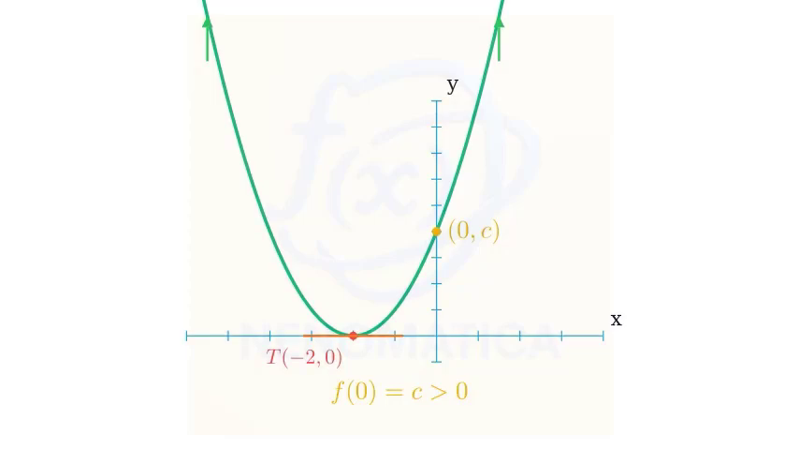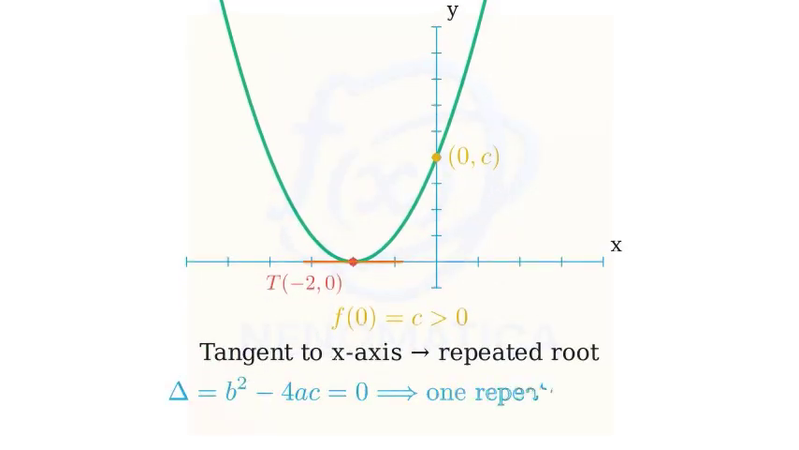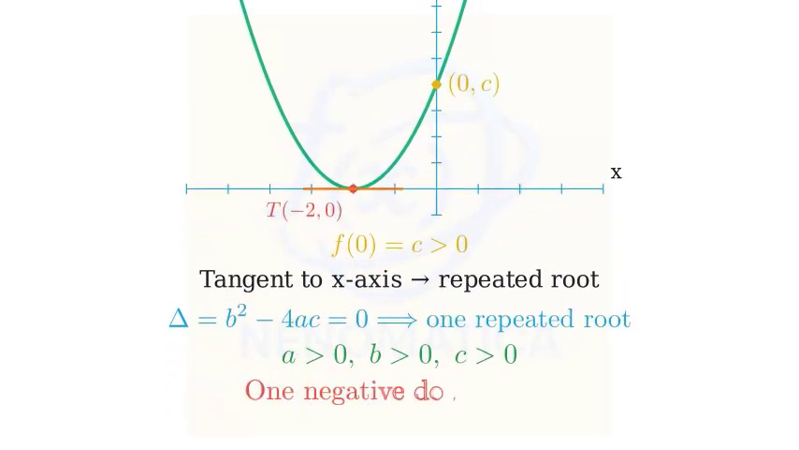Step 4. Determine the number of roots. Because the graph just touches the x-axis at one point, the quadratic has a repeated root. Algebraically, this means the discriminant is 0. Therefore, the equation has exactly one solution, a negative double root.